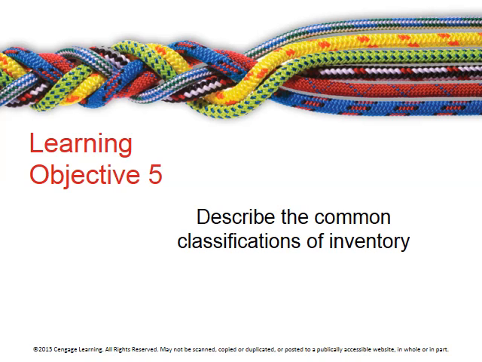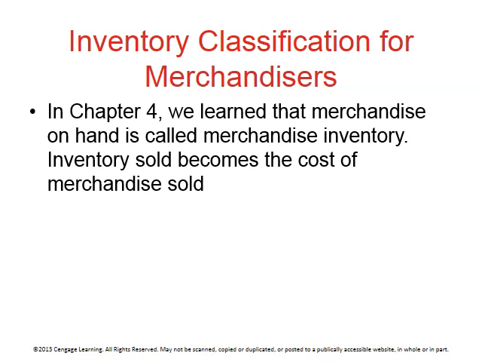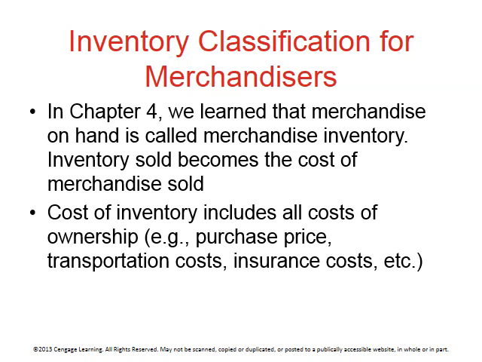The common classifications of inventory. Remember chapter 4, merchandise on hand, merchandise inventory. That inventory, when we actually sold it, we recorded it as cost of merchandise sold on our income statement. Remember, our cost of inventory was our purchase price plus freight, insurance, cost to put it in service.